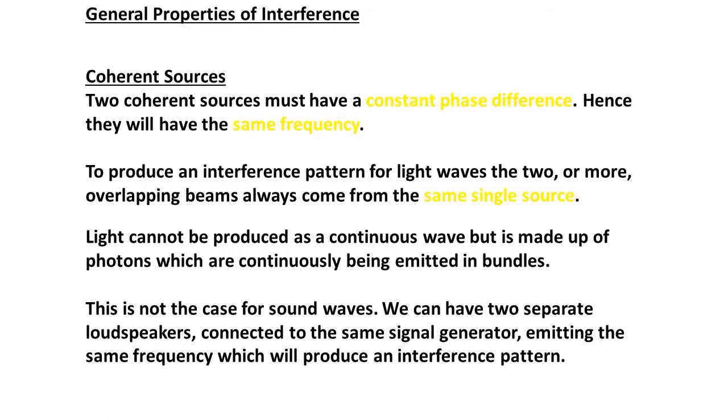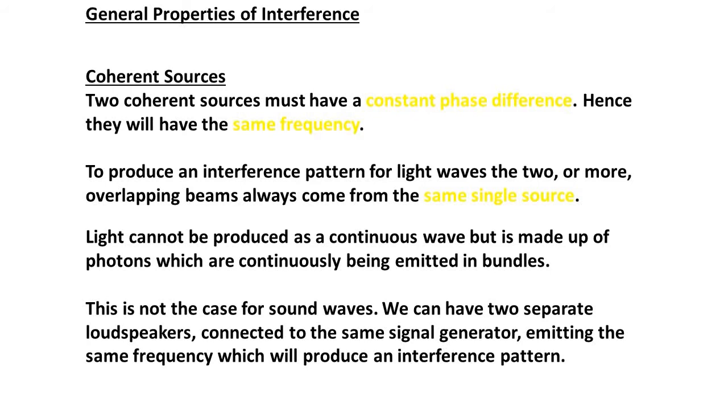Before discussing the interference pattern, you have to keep in mind the prerequisites for interference to occur. The first and foremost condition is that the two sources producing the light should be coherent sources of light. That is, two coherent sources having a constant phase difference, the same frequency, etc.